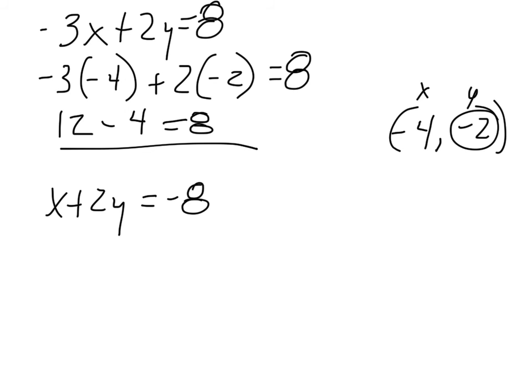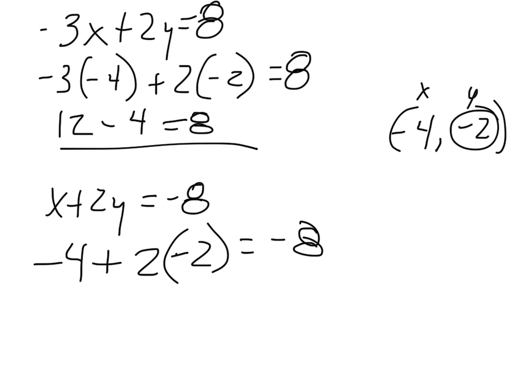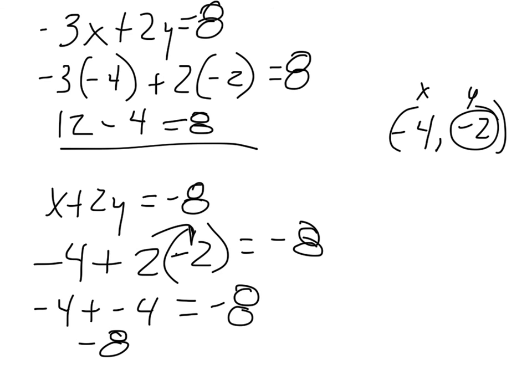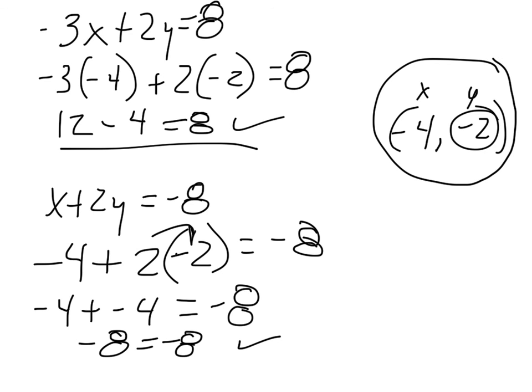So now I'm going to plug in the variables here. So I have negative 4 plus 2 times my y, negative 2. This should hopefully give me negative 8 if this is actually true. So I have negative 4 plus 2 times negative 2 is negative 4. And I look and I say, wait a minute, negative 4 plus negative 4 is negative 8. So that's a true statement. So this is the actual solution to the equation of the lines.